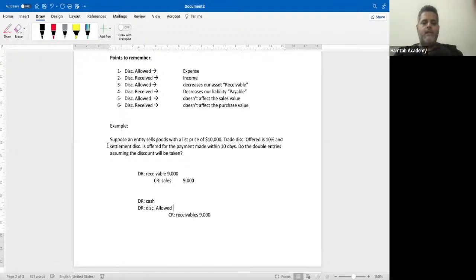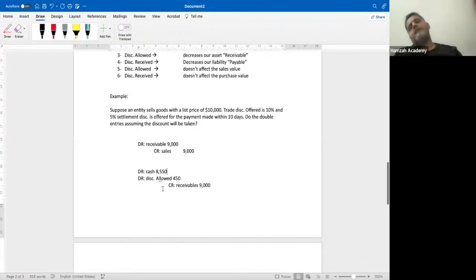Okay, and 5% settlement discount is offered, right? So now what we're going to do is we'll take up the 9,000, take just 5%, and that is going to be 450 over here. So 450 is going to be there. Then 9,000 minus 450, we get 8,550 over here. So we'll record this up into the discount allowed.